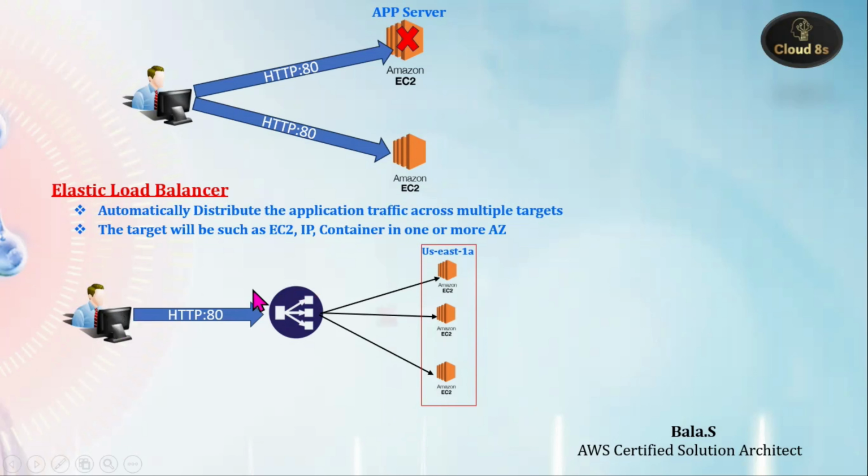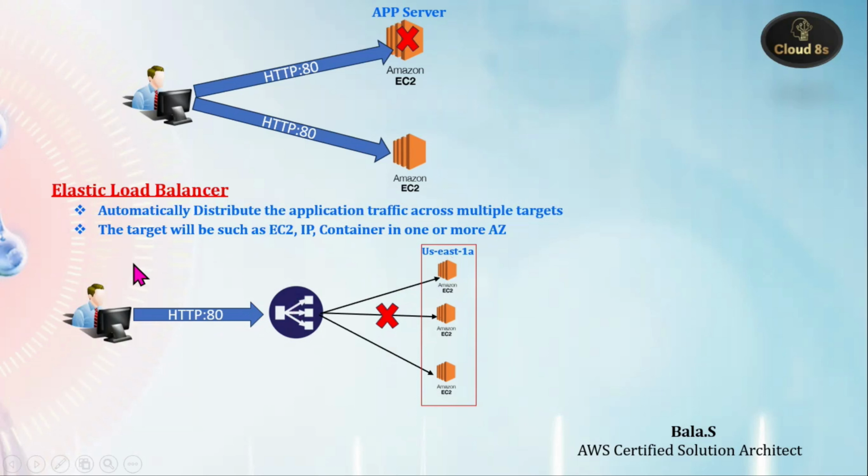Let's take one more example. In case any one of the EC2 instances fails or anything happens at the US East 1 region level, what will happen? We can still get the application content from another EC2 instance. AWS Elastic Load Balancer validates the health check and forwards the traffic only to healthy targets. This is the way we can distribute the traffic using the load balancer.